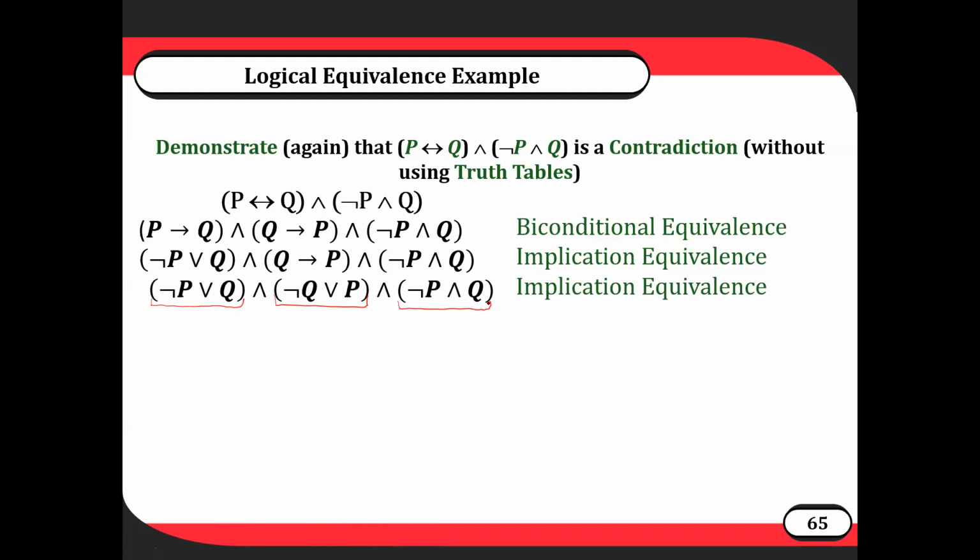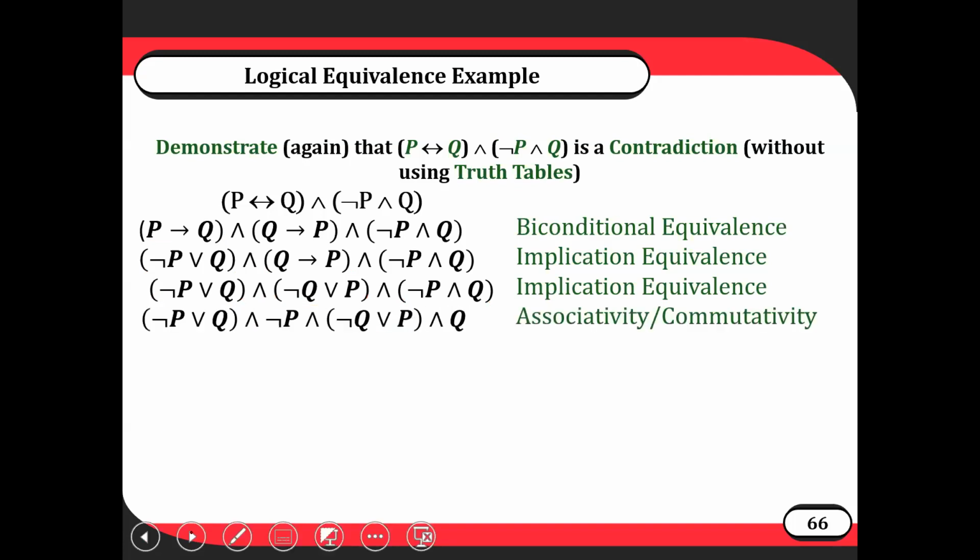Now again, we can use associativity and commutativity. So I combine them into one step. Like I said, for these two, I don't mind you doing that, and I did this here in the interest of space. What I did is I took these brackets away, and since these are all and operators, I can move not P over here and Q over here, and it's still logically equivalent.